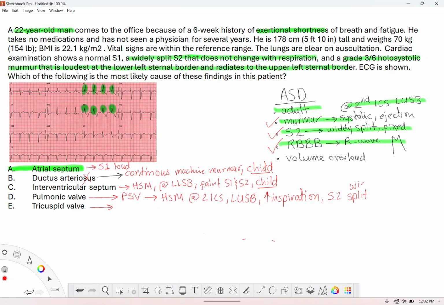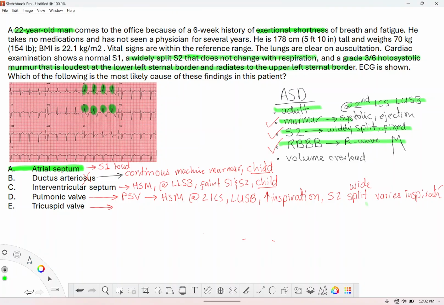You can say split. Okay, it is split, but guess what? It also varies. It's not fixed. It varies with inspiration. So this is what makes it different. Inspiration. So I'm going to color this for you so you can differentiate.